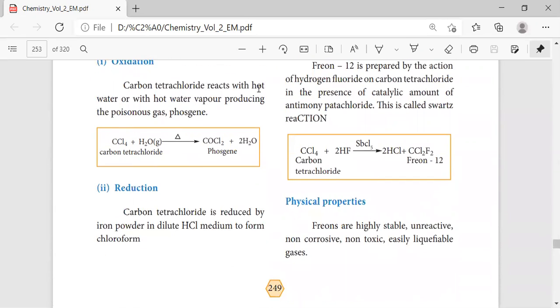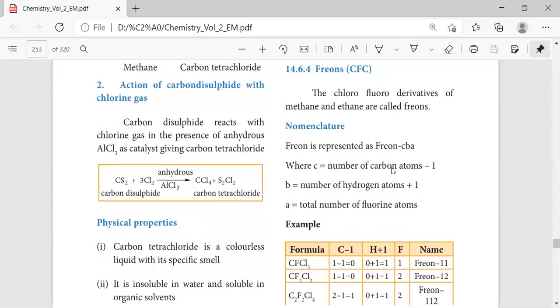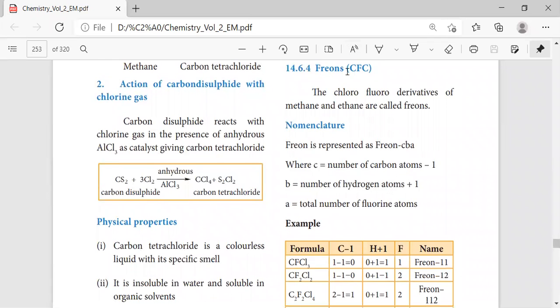Now comes the chemical properties. Here carbon tetrachloride reacts with hot water to form phosgene. So it is a poisonous gas. Now on reduction, it forms chloroform. Okay, the last comes freons, that is chlorofluorocarbons. Here it is a chlorine and fluorine derivative compound of methane, right?